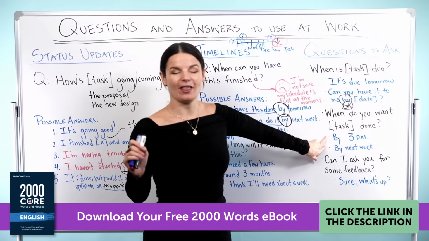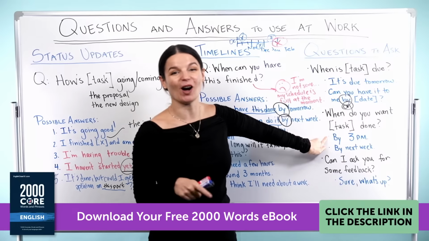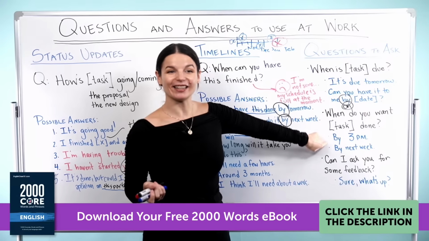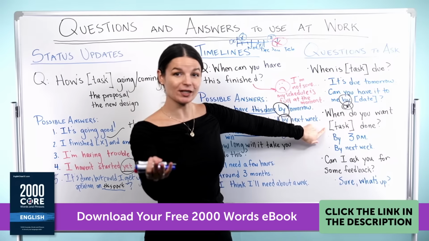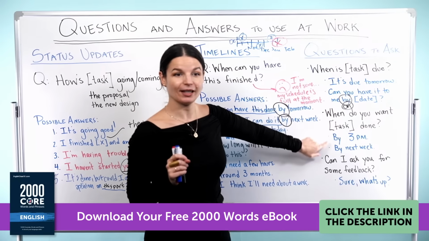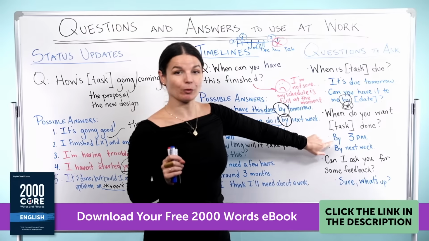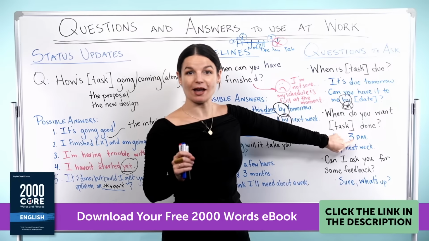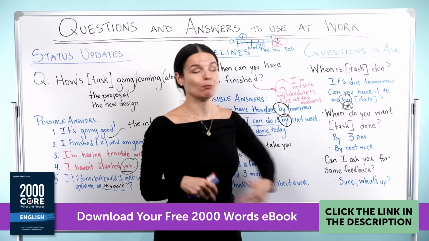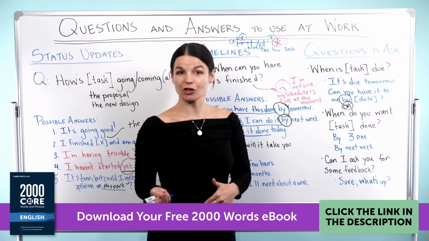Let's cover the easiest way to respond to these. For a deadline, so this question is, what is the deadline? Give me a deadline. What is your deadline for this task, right? The easiest way to do that is with by plus the deadline. By 3 p.m., by next week, by tomorrow, by the 1st of the month.